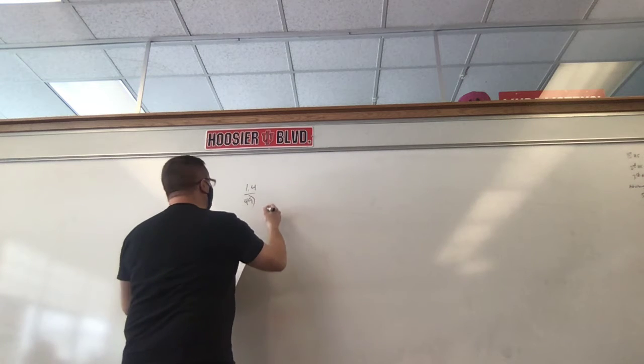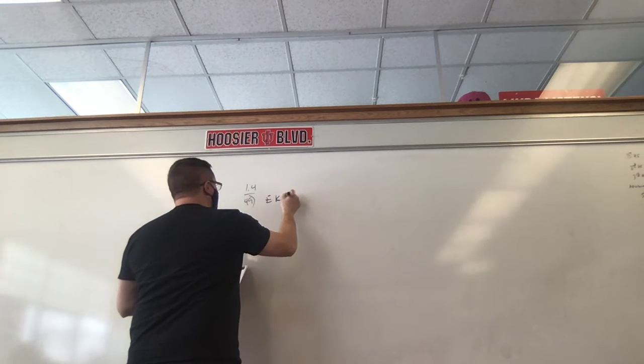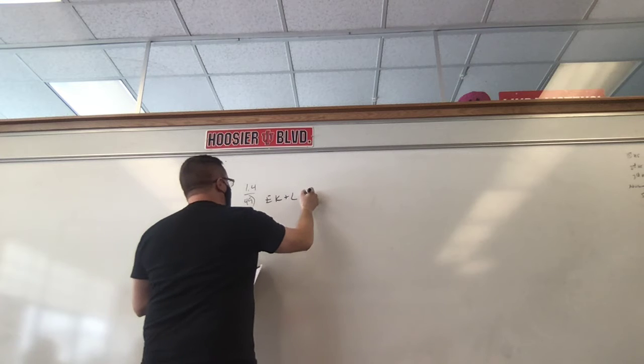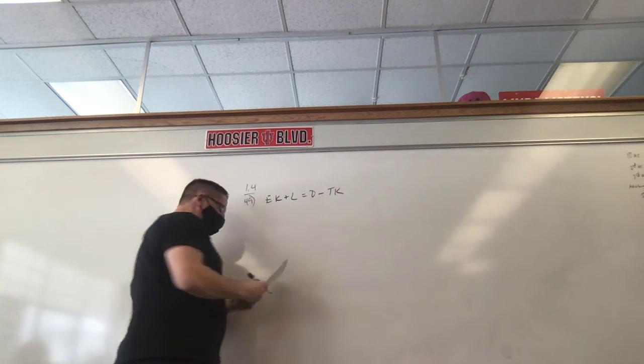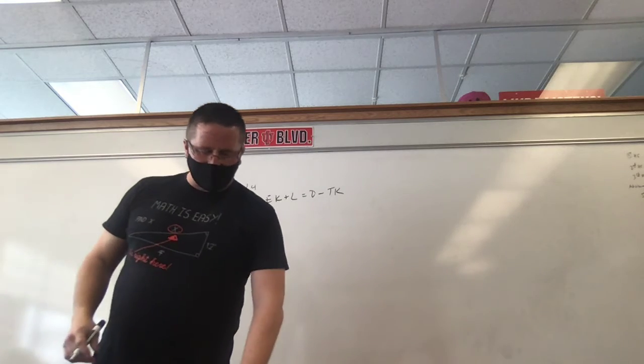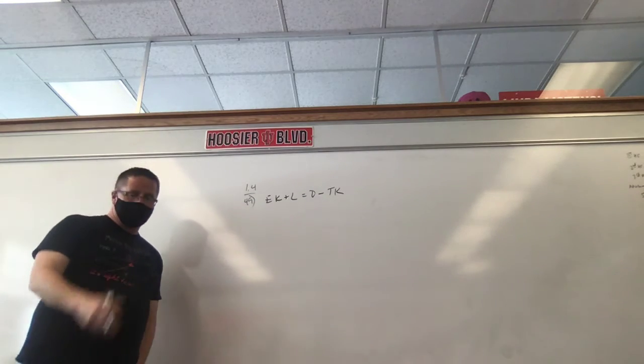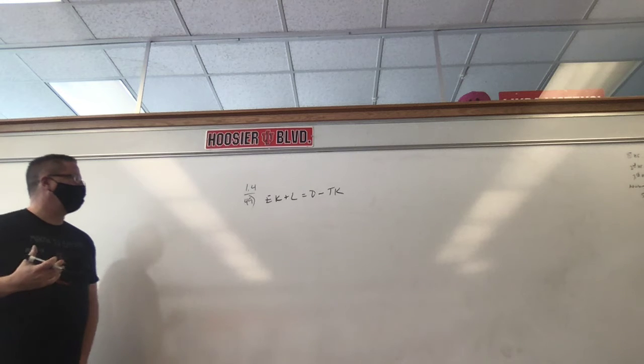So we have EK plus L equals D minus TK. And they ask you to solve that for K. Okay, solving it for K. You can solve for whatever you want, but they told you to solve it for K. That means get K by itself.